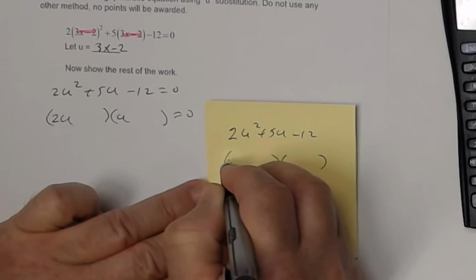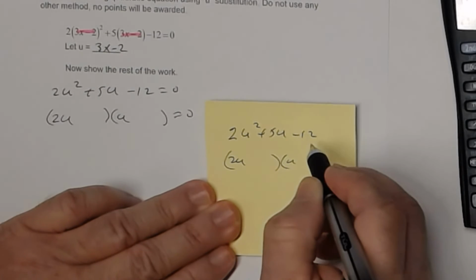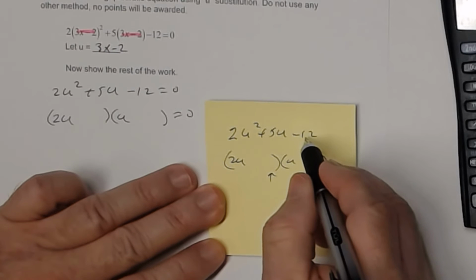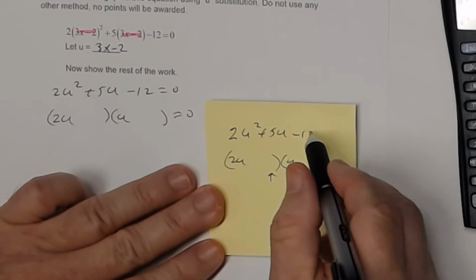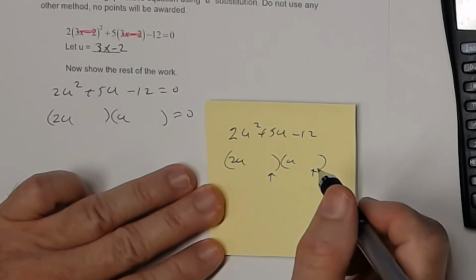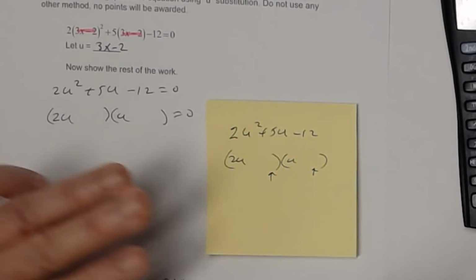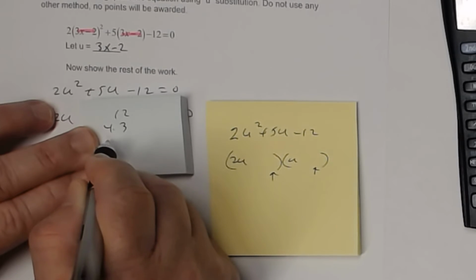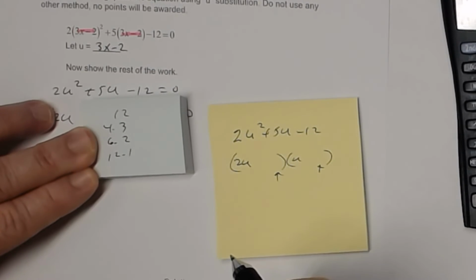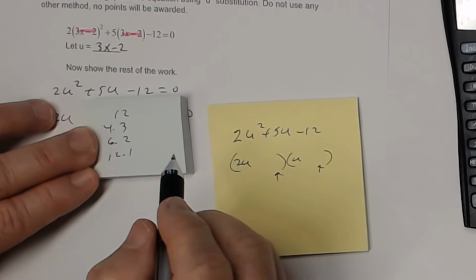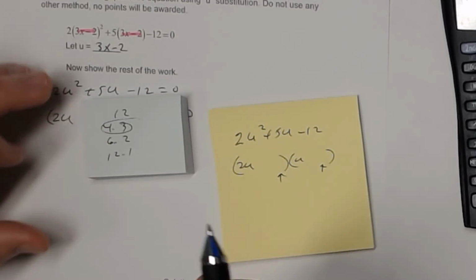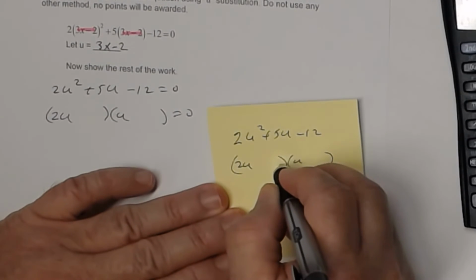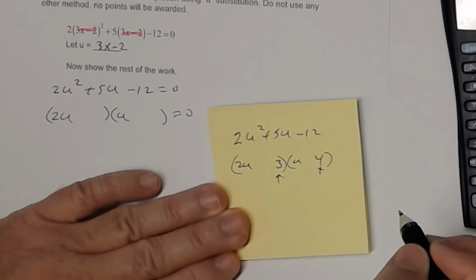All right, so we know that I need 2u and u. But I want the last terms to have a product of negative 12. So for 12, there are several possibilities. Remember, let me write it here. For 12, you can say 4 times 3, 6 times 2, 12 times 1. So let's go ahead and try 4 and 3 first. Let's suppose I put 3 here and 4 here.